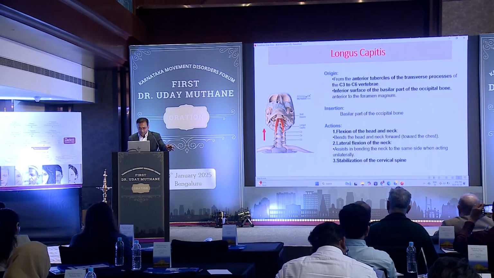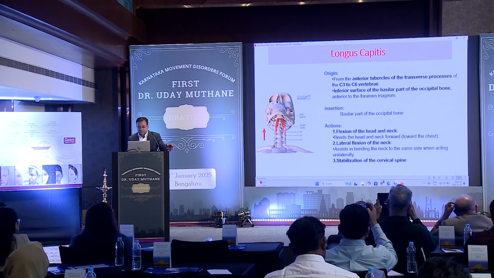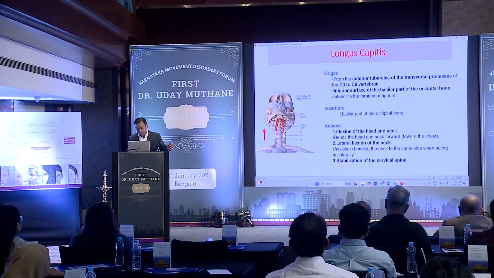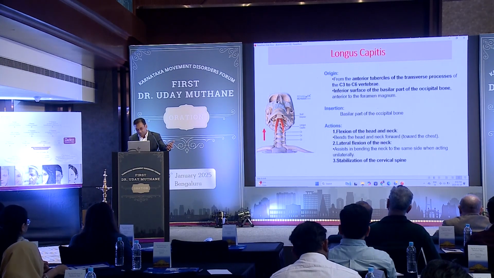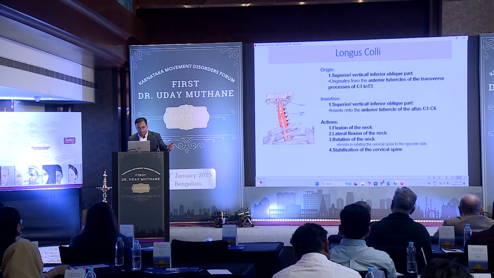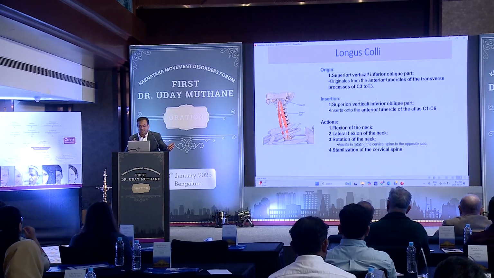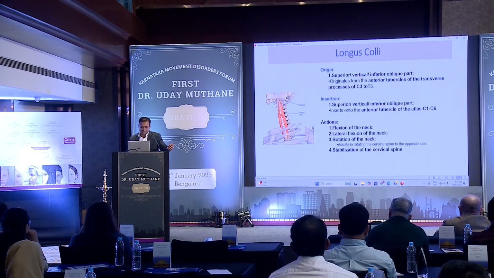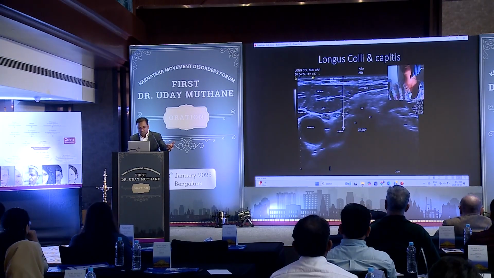So the longus capitis originates from the anterior tubercles of C3 to C6 and inserts on the inferior surface of the occipital bone, and it flexes the head and neck, produces lateral flexion of the neck, and stabilizes the cervical spine. Longus colli has three parts, a superior oblique, a vertical, and an inferior oblique part. It originates from the anterior tubercles of C3 to T3 and inserts on C1 to C6. Same, it also flexes the neck with lateral flexion and also rotates the neck. This is the longus colli.